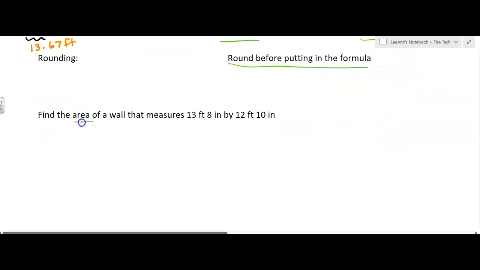So it says find the area of a wall that measures 13 feet 8 inches by 12 feet 10 inches. So what we're going to do is we're going to take that 13, well, let's put the formula, area equals length times width. And so we're going to have 13.67, and I put parentheses in. I probably shouldn't do that. I don't know that your book would do it that way. Okay, so 13.67 times, and then what was it, 12.83.